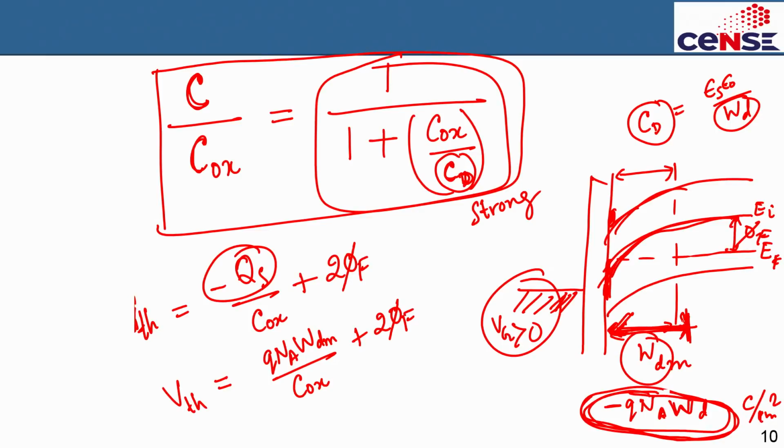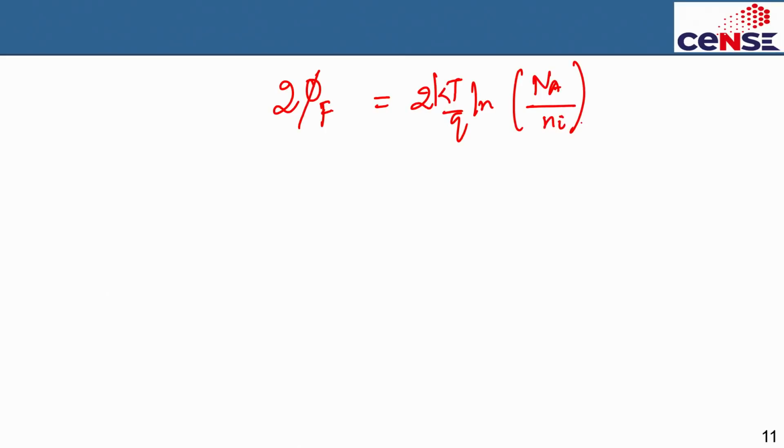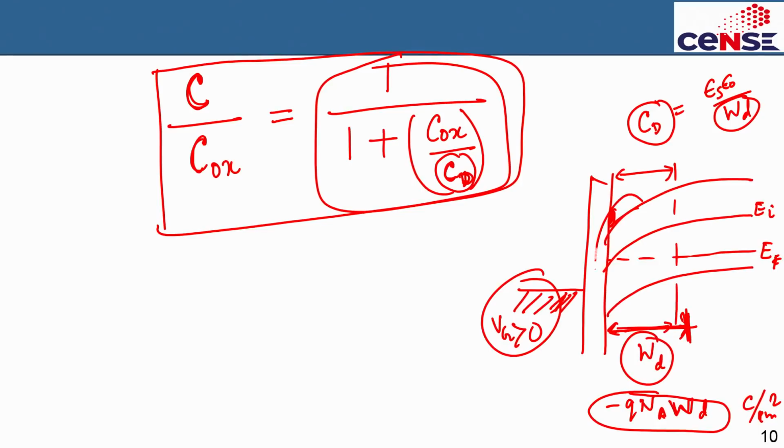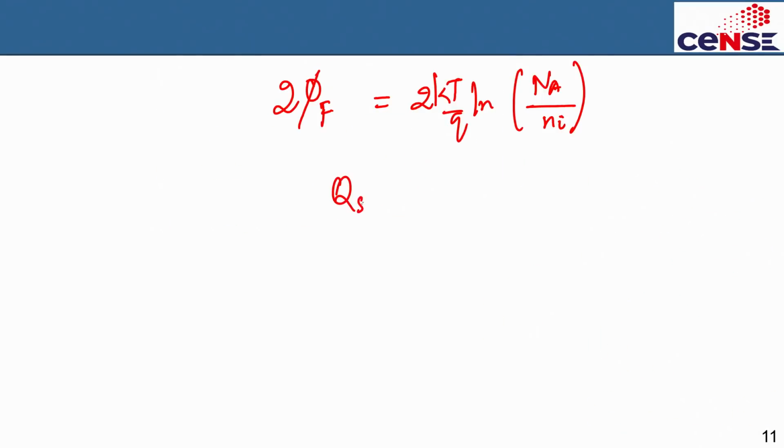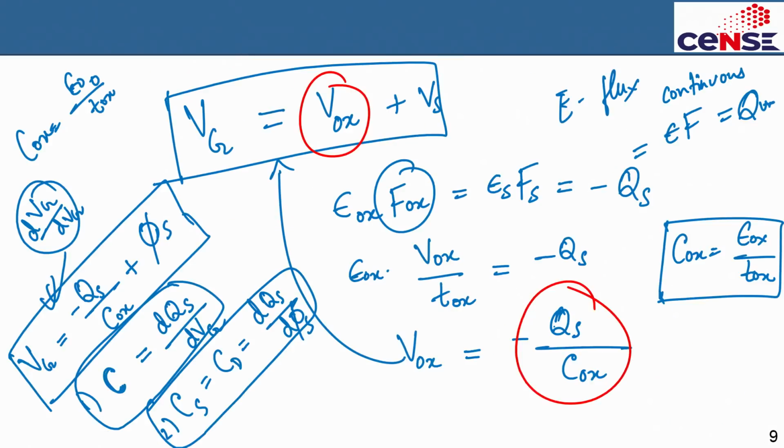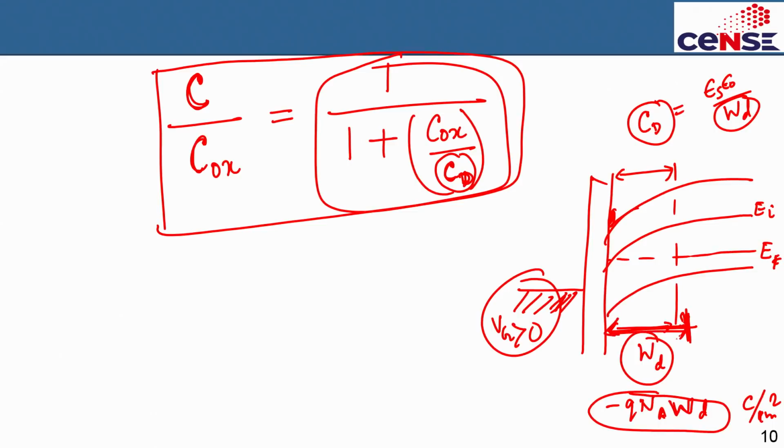You can find an expression for the maximum depletion depth, and you have to take into account what's going on here. So now you will have 2 phi f as the total band bending, where phi f is given by kT by q ln(N_a by n_i). The total charge stored here, Qs, is negative, so that is equal to q N_A W_Dm. And then you have a maximum depletion width here. The maximum depletion width is happening here.